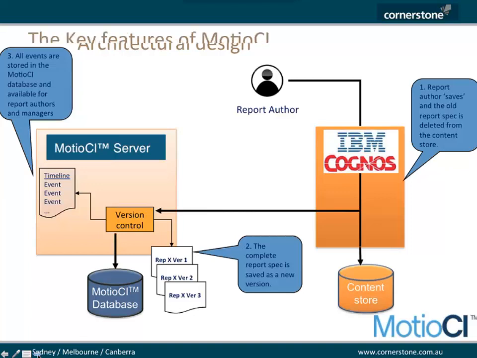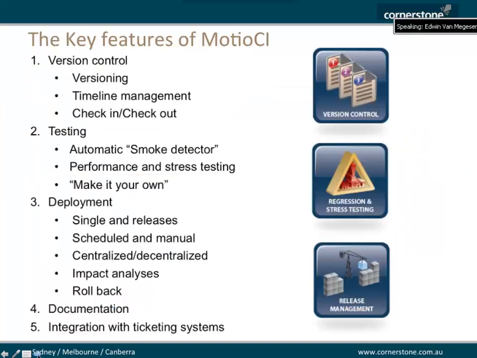Okay, what are the key features of MotioCI and what are we going to show today? Of course, it starts with version control. Make sure that every change is captured and we can put it in time so you can see what has changed over time, and by who. Another important feature is that we have a check-in, check-out mechanism. So that if you start working on a report, somebody else could also start working on that report if you don't have your check-in, check-out. Now you can check out the report, and so it's blocked for other users.